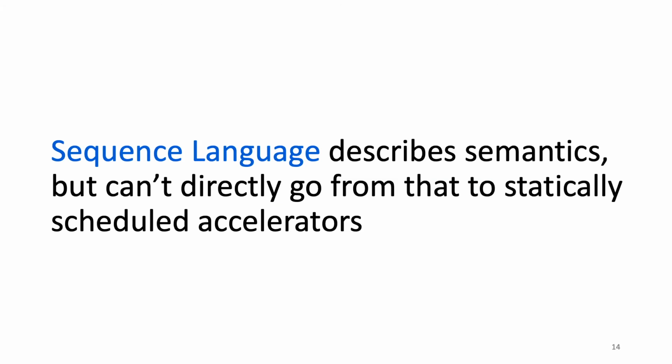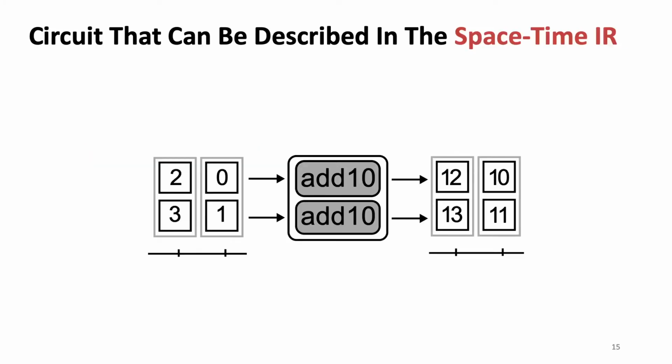The sequence language describes what to compute, but doesn't completely specify the properties of the hardware used to do the computation. We have a second language, the spacetime IR, which will describe the hardware's interfaces. Here's one circuit that we could describe in the spacetime IR. This circuit processes 2 elements at a time over 2 clock cycles. These boxes are the input and output sequences. The numbers in the boxes are the circuit's input and output values.